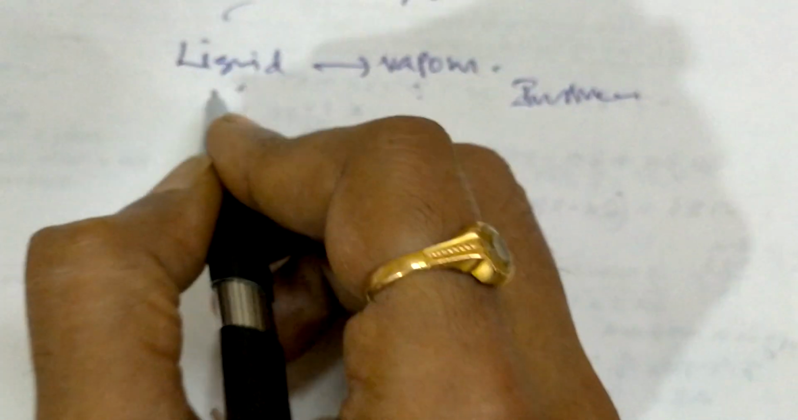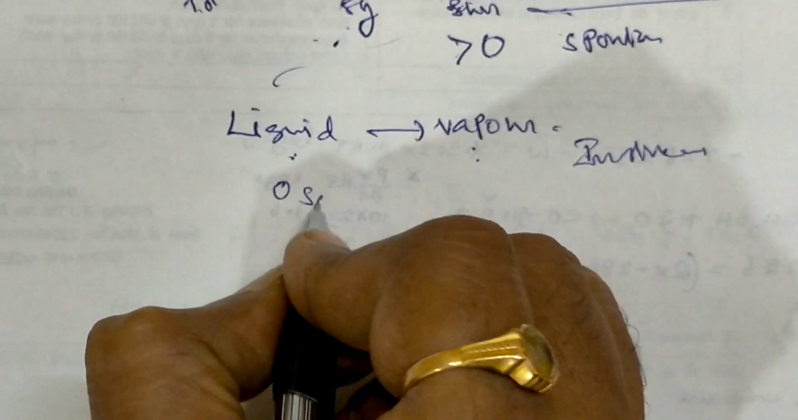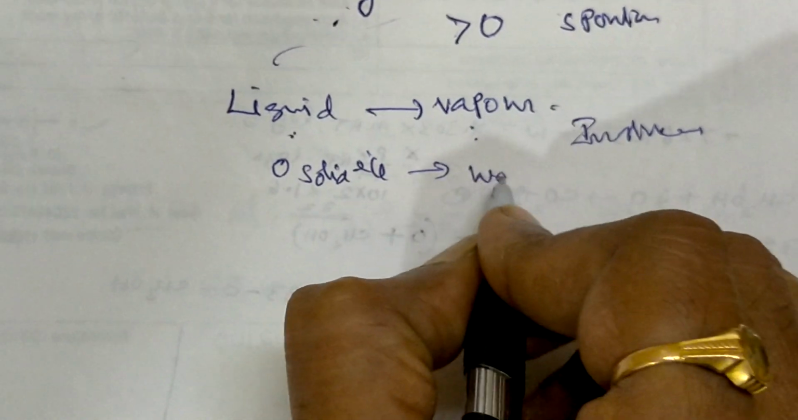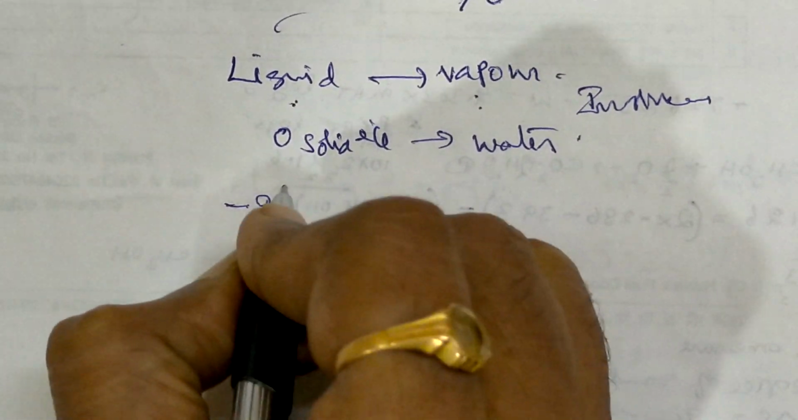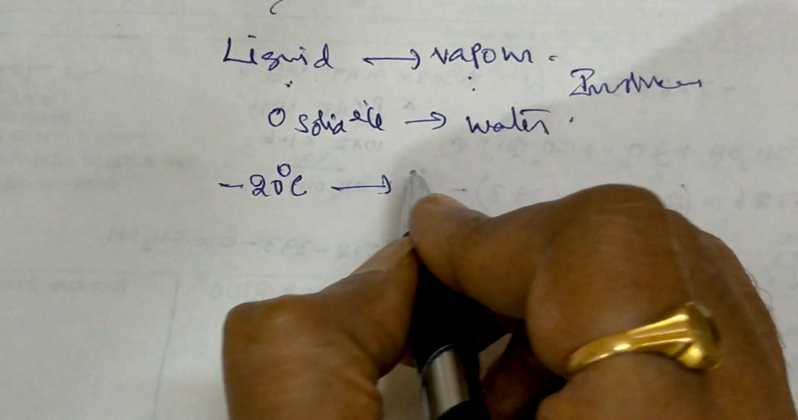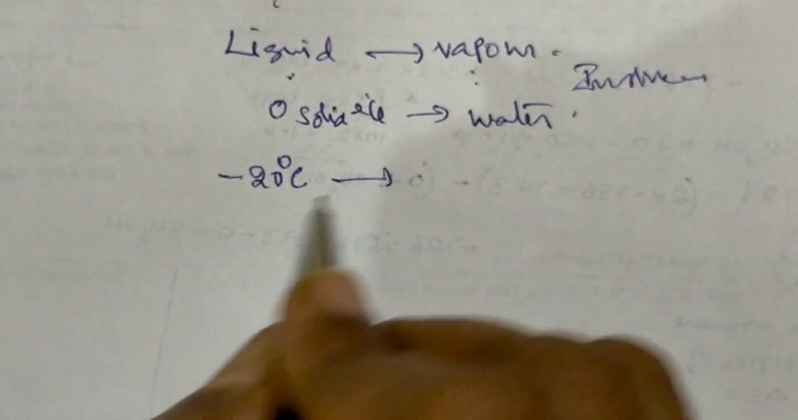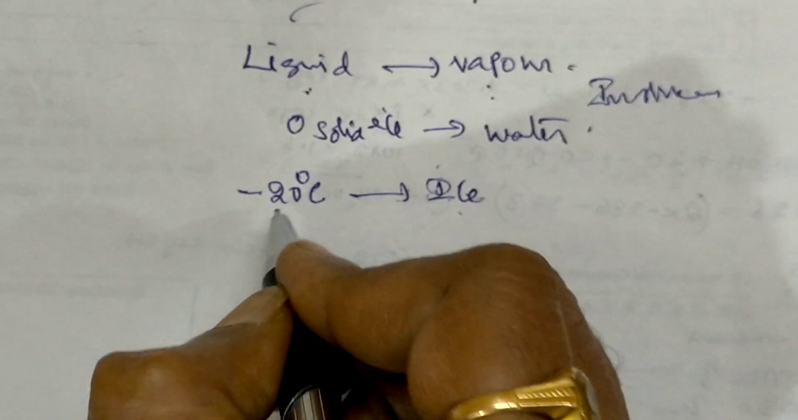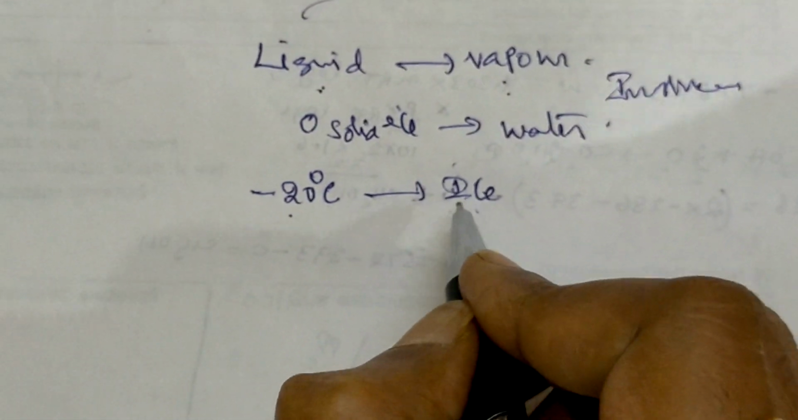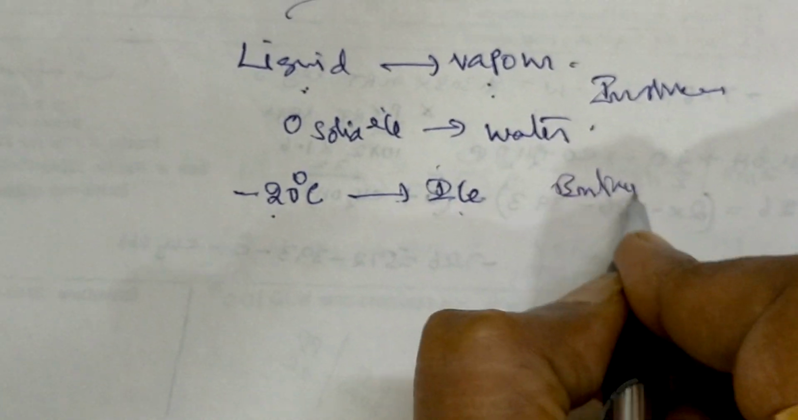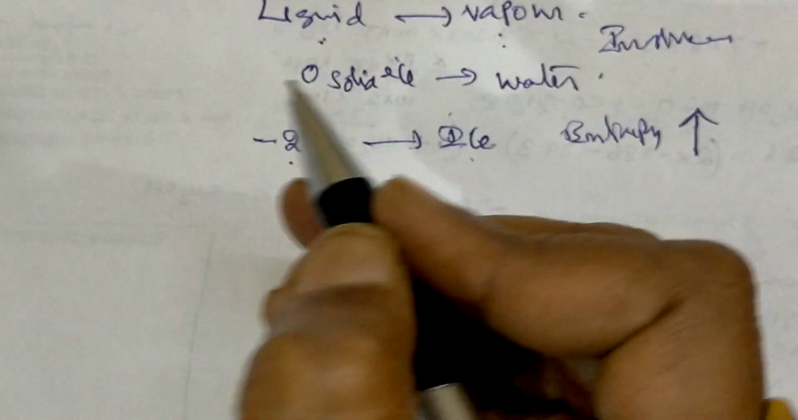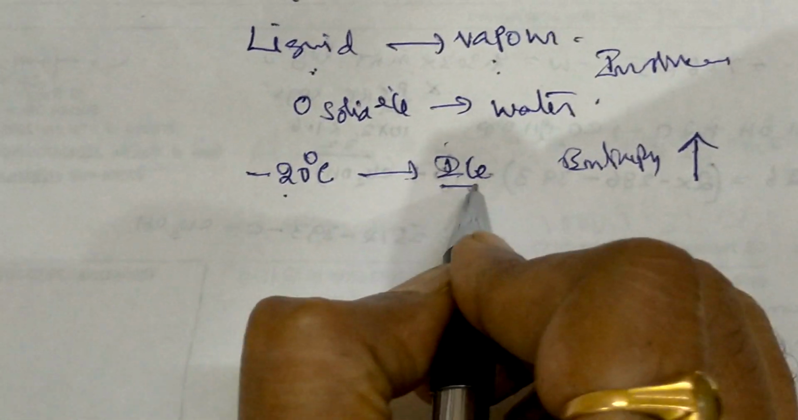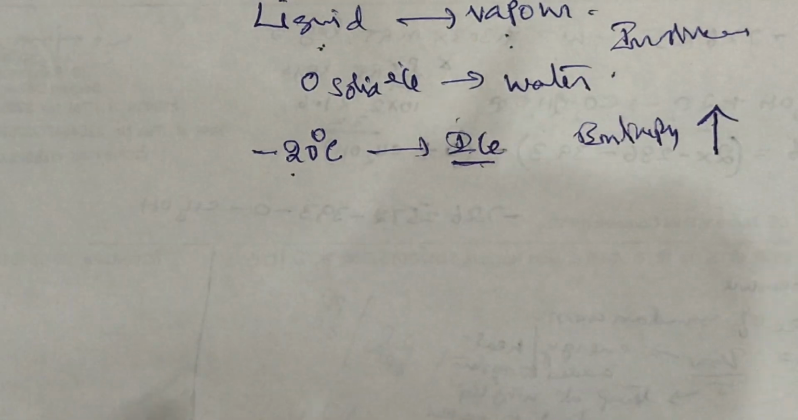Similarly, ice to water, entropy is increasing. Now one more: a solid ice at minus 20 degrees centigrade is taken out of the fridge and kept outside for some time. It is still ice. Temperature I am not mentioning, but it is still ice cubes. Has entropy increased or not? Yes, entropy is increased, because though it was at minus 20, it might have come to minus 10 or minus 8, but it has not come up to 0 degrees. So here also entropy is increased.